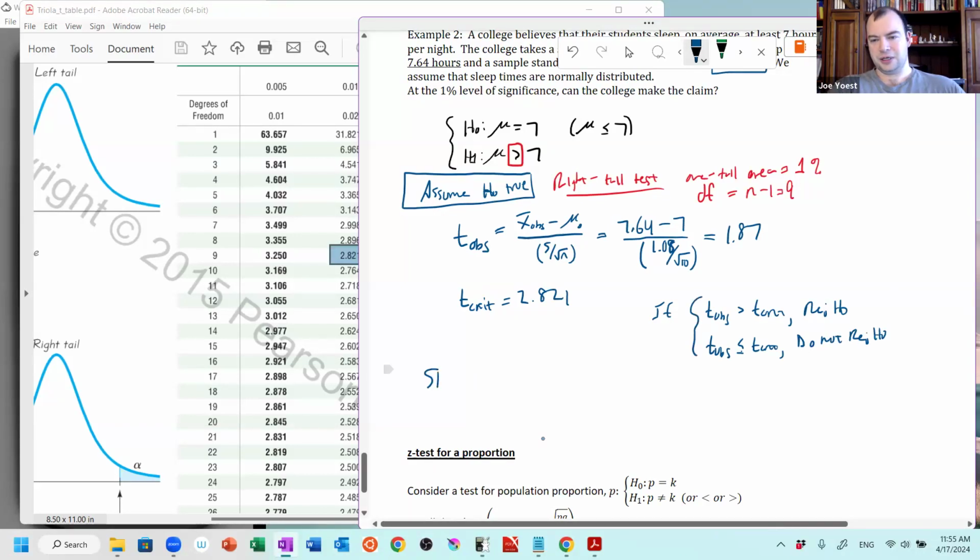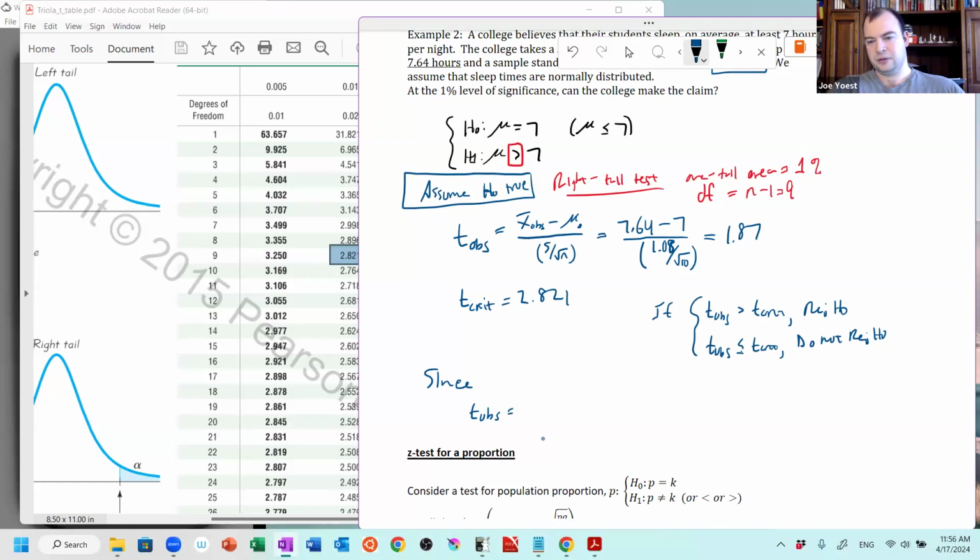And here I can say, since T observed of 1.87, is that bigger than T critical 2.821? It is not. Since T observed is not bigger than T critical in a right tail test, do not reject H naught.